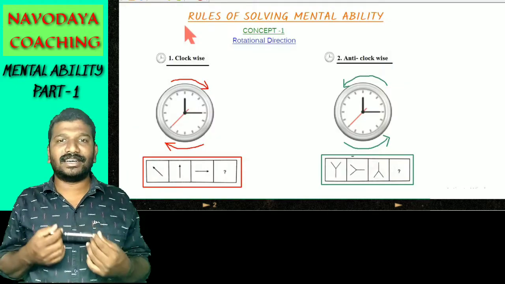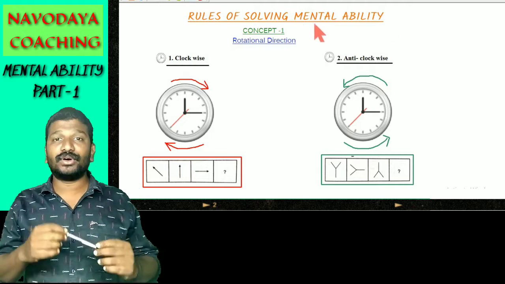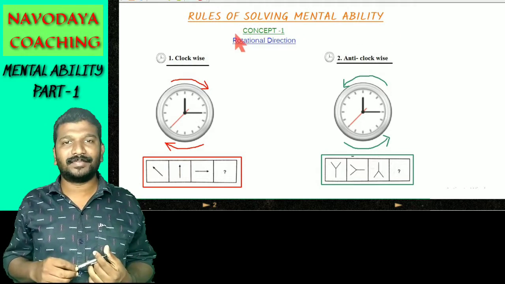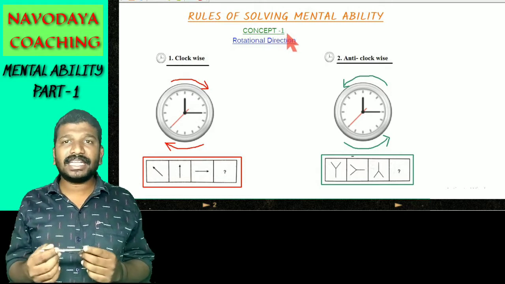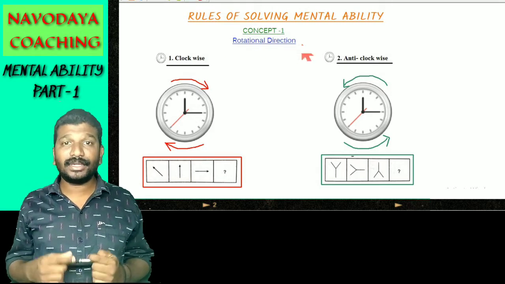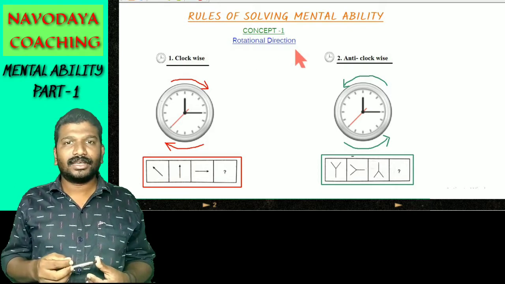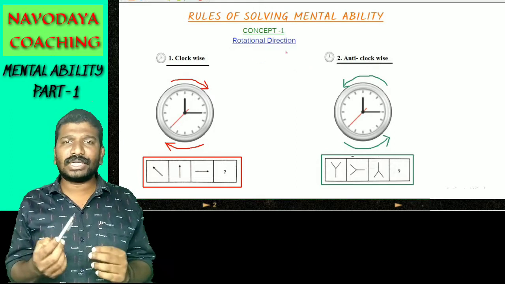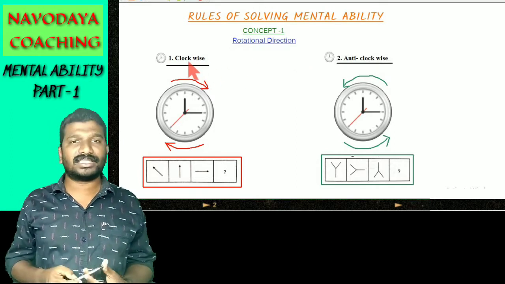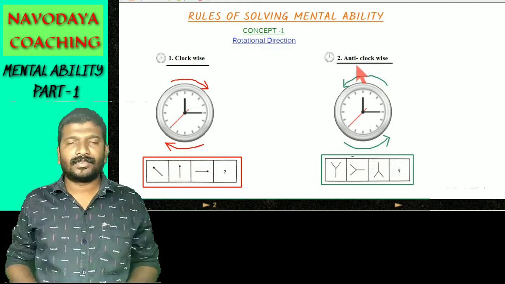Next, shall we check the rules of solving mental ability? Rules of solving mental ability. From that, concept 1, rotational directions. Rotational direction is the first checking rule. In that, you can see on the screen, the first rotational direction is clockwise and the second one is anti-clockwise.